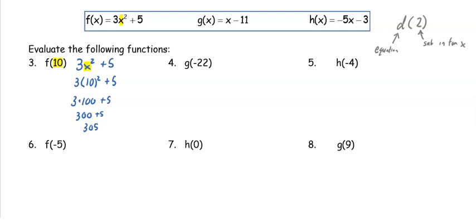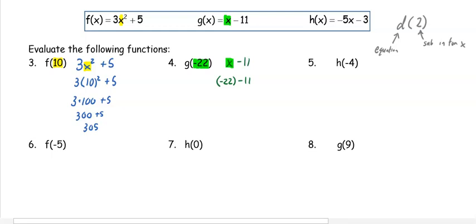In the second one, we have g of negative 22. So we're going to use the g equation. We're going to put negative 22 in for x. So our equation is x minus 11, and we're going to substitute negative 22 in for x. Remember when you substitute to put parentheses around your value. So we have negative 22 minus 11, which would get us negative 33.